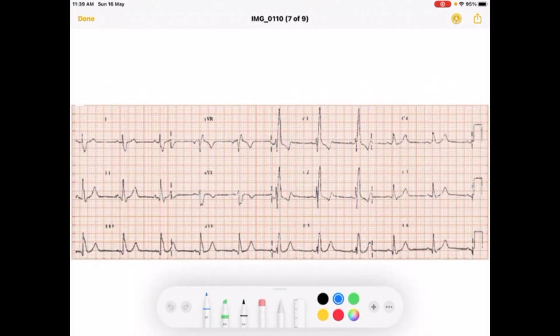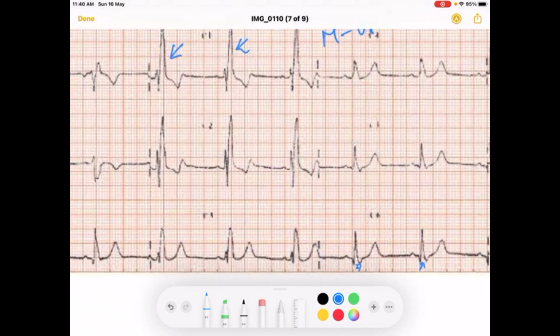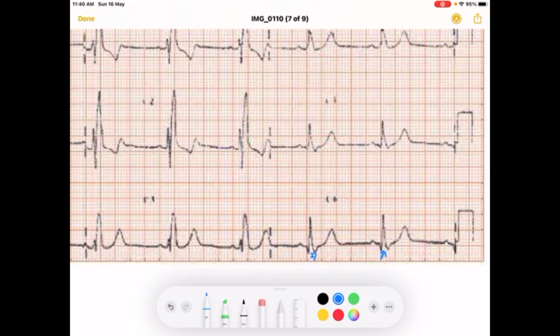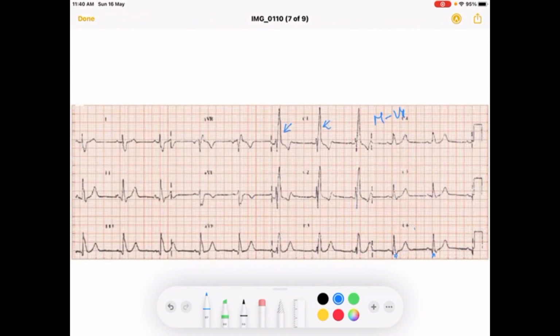Now coming to the next ECG. In the next ECG also you can see the M pattern in V1. Then when you see V6, you can see notching in the S wave forming a W pattern. So this is again right bundle branch block.